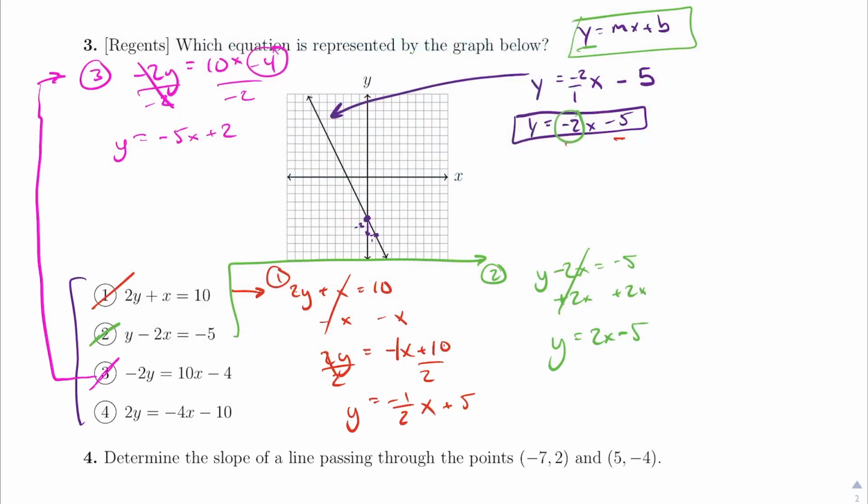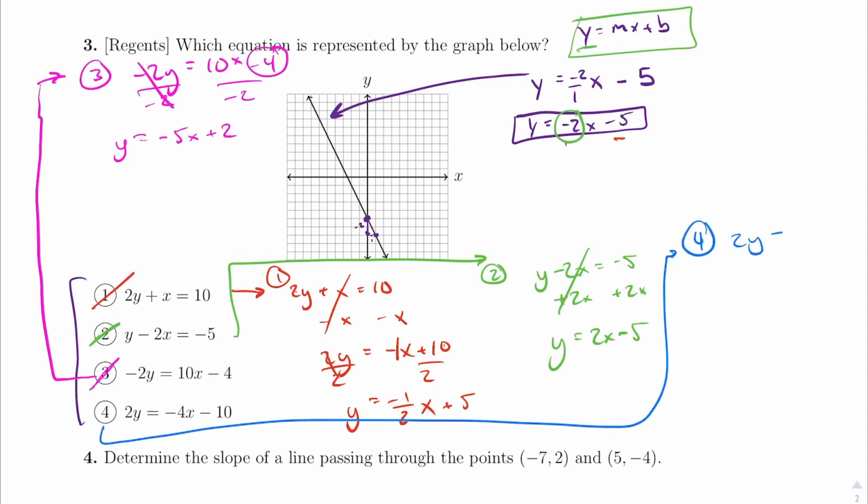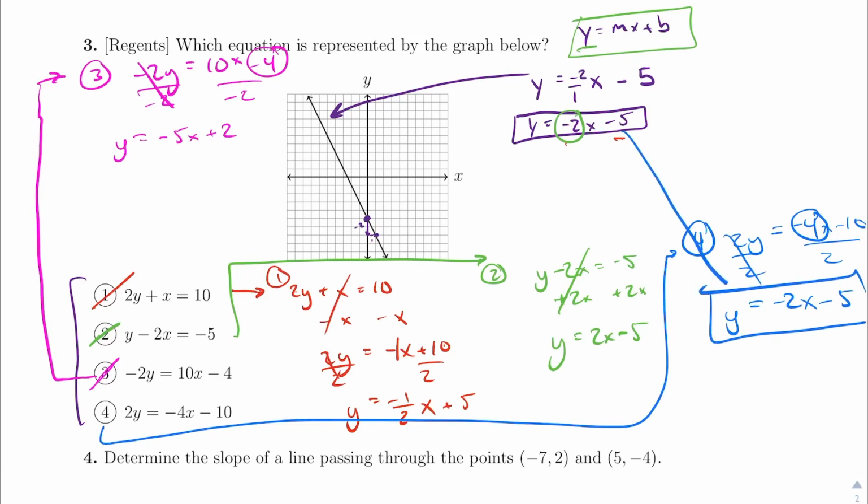Lastly, we should verify that this one is actually correct. So let's test it here. Problem 4. 2y equals negative 4x minus 10. Dividing by 2 on both sides gives us y equals negative 4 over 2 is negative 2. Negative 10 over 2 is negative 5. And this exactly matches the equation that we found for the line, so this must be the right choice.